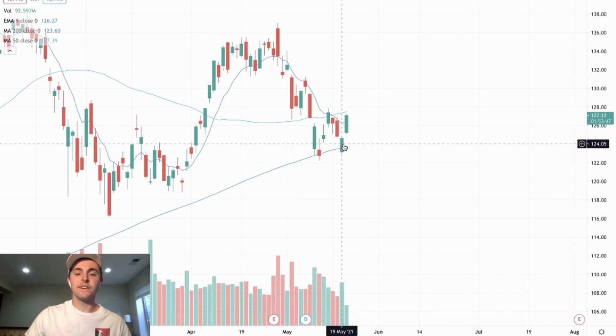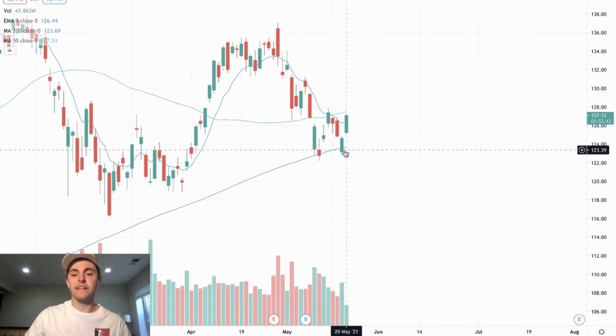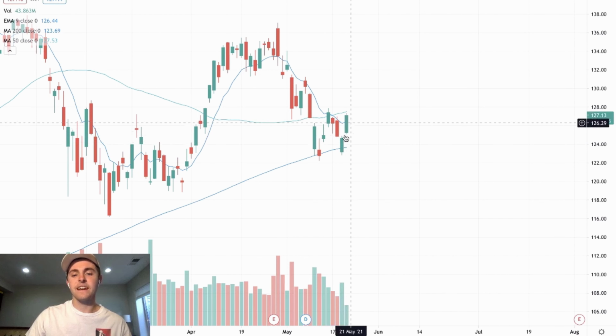And then we had another bounce off the 200, which my stop was if we were to break and close under the 200 yesterday, I would have closed the position. We did not though. We actually closed above it. As you guys can see, we got the nice gap up and bounce off the 200 overnight. And we took profits this morning when Apple hit around 127.15.